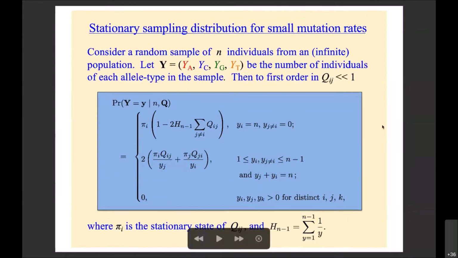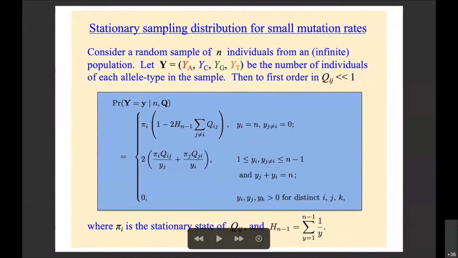So what I'll do is I'll jump right to the solution. So this is the solution. It's not the complete solution. It's only the solution for these biologically realistic small mutation rates. And what I've written down is not the actual solution for the density function. I've written down the sampling distribution. That means in the continuum limit, the population size is infinite.